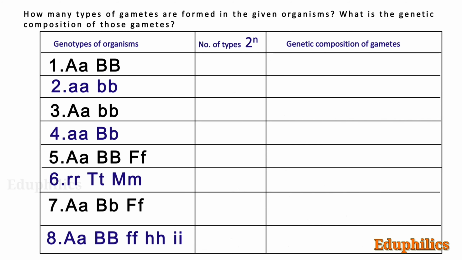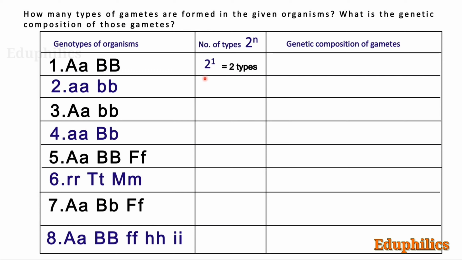Let's start learning. To find the types of gametes formed, we are going to use this formula 2 power n. Here n means number of heterozygous allelic pairs or number of heterozygous genes. Look at this first example. In this genotype, capital A, small a only is heterozygous pair. Capital B is homozygous. So n equal to 1. That means two types of gametes are formed.